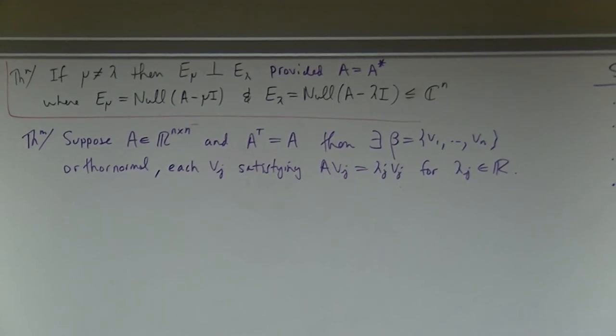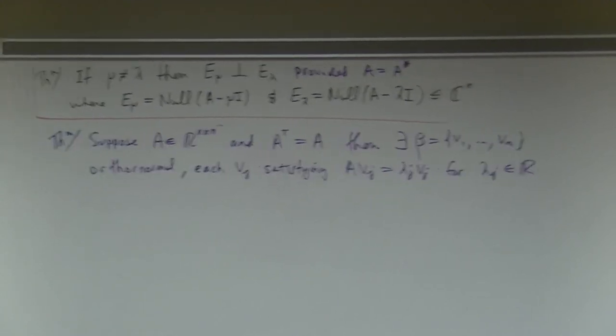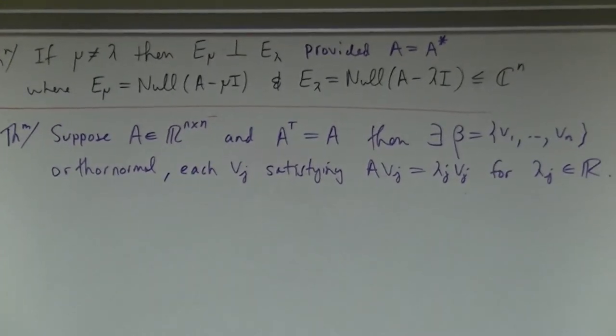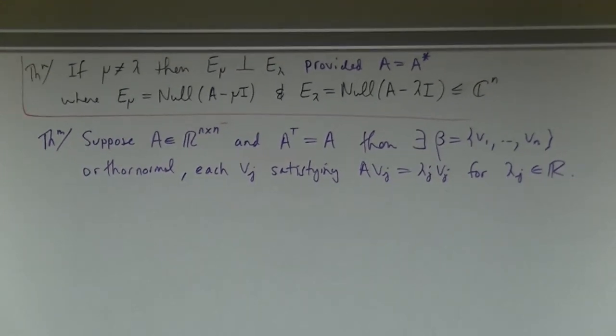Now, I just showed you that the eigenvalues are real. If you look at the argument in chapter 4, it's rather convoluted. The argument I gave here was stupidly simple because we lifted the argument up to the complex case. Now, the proof of this is done by induction.